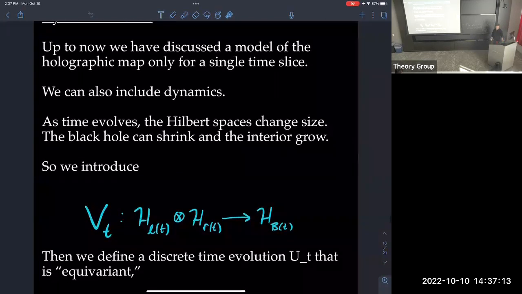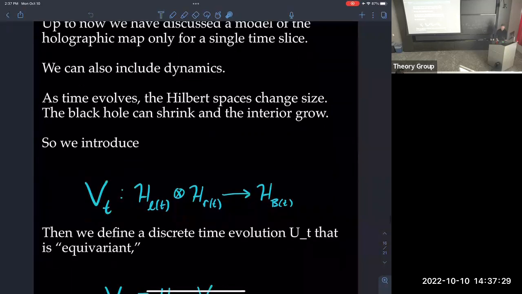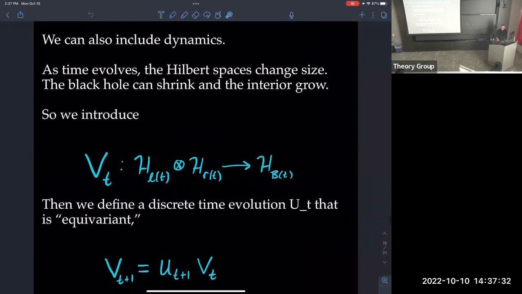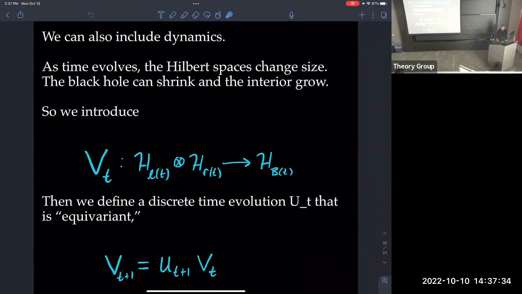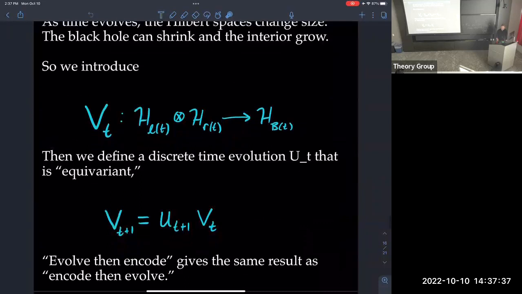To model this, we can introduce some Hilbert spaces that depend on time. So an L of T, an R of T, and then a B of T. And we're going to have some map, we'll say V of T, that also depends on time. And we're going to define a discrete time evolution U of T that is equivariant in this sense, where if you took your effective description state and then mapped it to the fundamental description and time evolved, you would get the same thing as if you had first time evolved and then mapped the state.